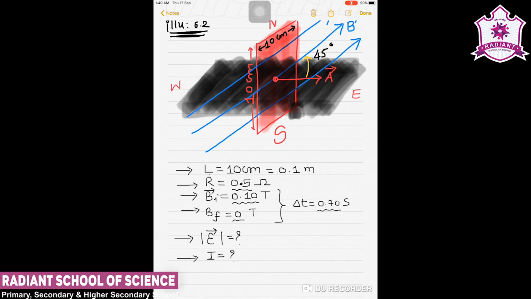Now first of all, to find out EMF we have to use Faraday's law, that is d phi by dt. Here delta phi is the change in magnetic flux. So first we will take the term phi 1. The magnetic flux phi B is represented as B A cos theta. This is our prime equation, and using this equation we will try to solve the example.